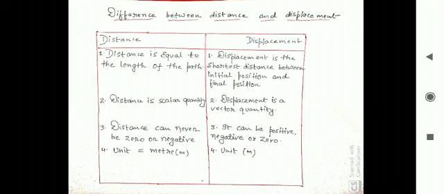Now see the first point: the distance is equal to the length of the path. Means if a body starts its journey from any point A and completes it at point C, take the example of the previous classes. The total distance was 8 km. So distance is equal to the total length of the path, means we have to add the complete length covered by the body.